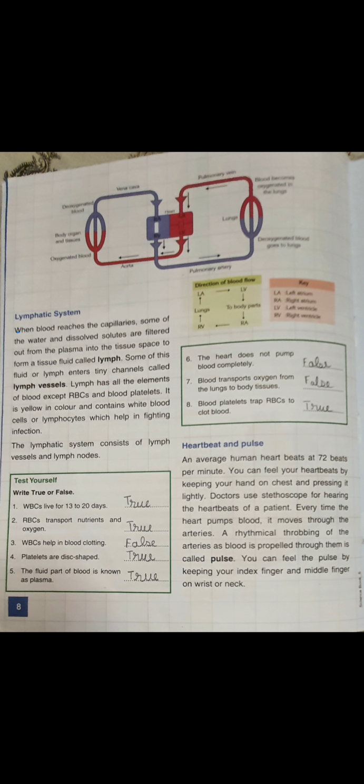Now what is this lymphatic system? When blood reaches the capillaries, some of the water and dissolved solids are filtered out from the plasma into the tissue space to form a tissue fluid called lymph. Some of this fluid or lymph enters tiny channels called lymph vessels.